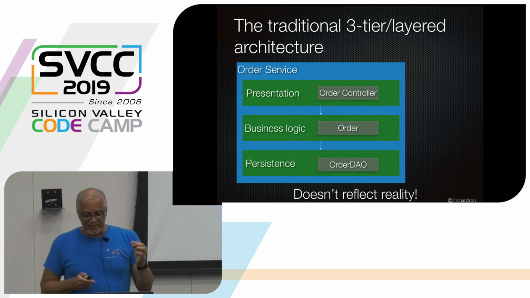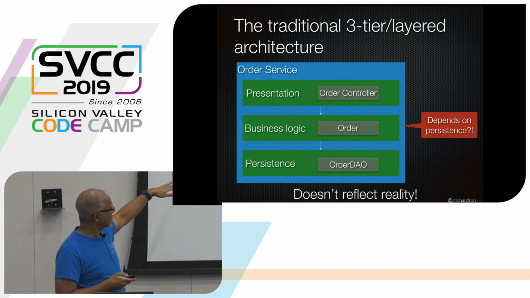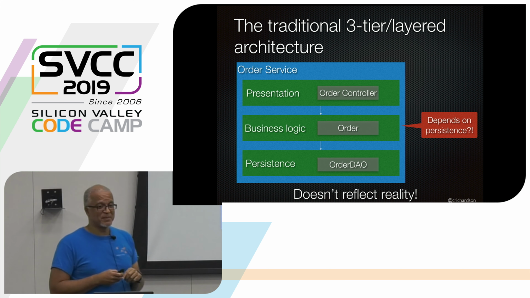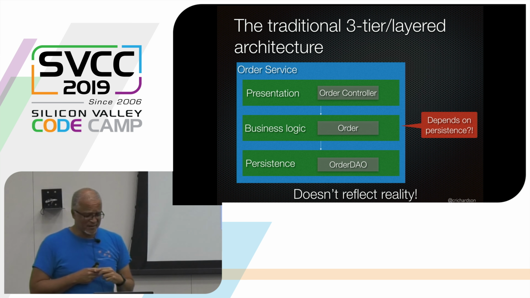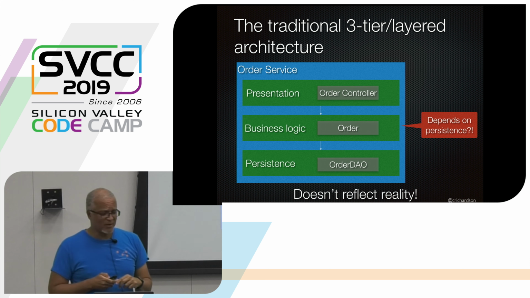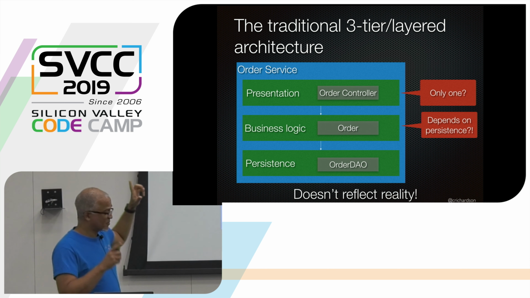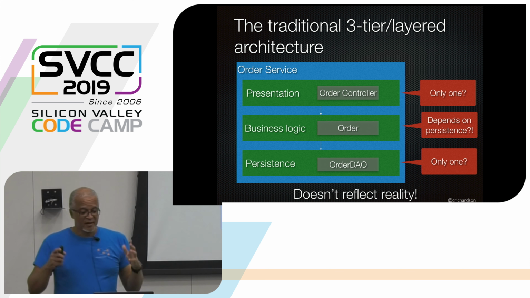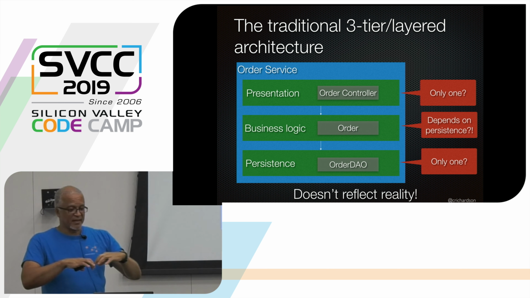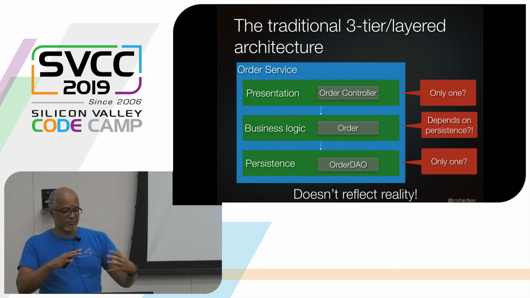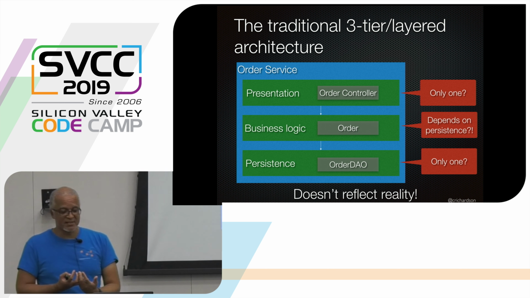What's fascinating about this is it often doesn't reflect reality. In particular, the business logic usually does not depend on the persistence layer. It's actually the other way around, so this layered architecture doesn't look quite right. And also there's usually more than one so-called presentation layer and possibly more than one persistence layer. So for that reason, I don't like to use this layered architecture to describe the architecture of my services.